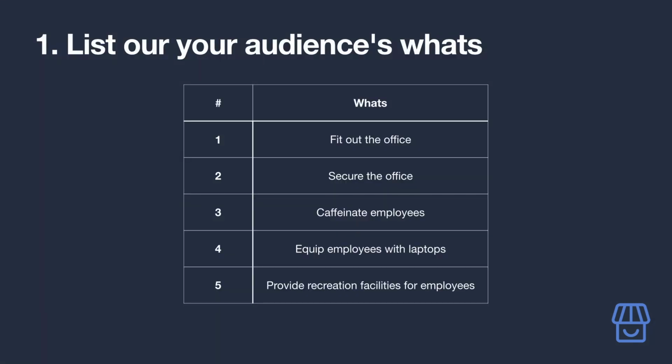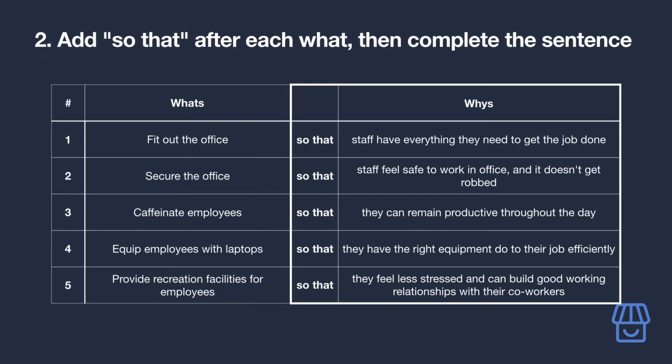For our first brainstorming approach, start by listing out your audience's what's, or things that people in your niche might want to accomplish. Try and come up with as many as you can. Then, next to each of them, add the words "so that" and complete the sentence. In other words, by achieving the what, what is the why that is being satisfied? This prompt helps you to link people's needs to the reasons why they need to do them.